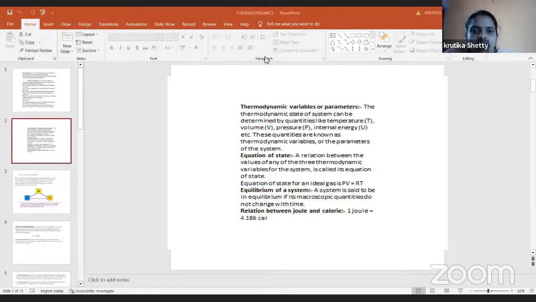Next, the relation between joule and the calorie. You should remember this conversion factor. What is the conversion factor here? 1 joule is equal to 4.186 calories. This is the relation between joule and the calorie. Joule is the SI unit, and calorie is the CGS unit. Then we will start the laws here.